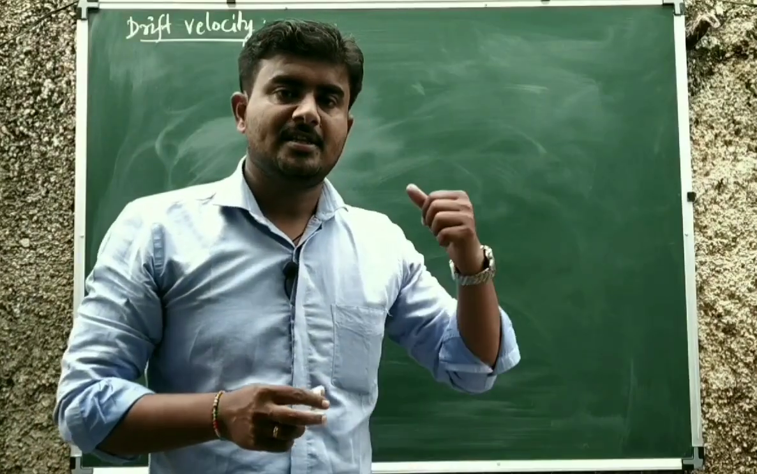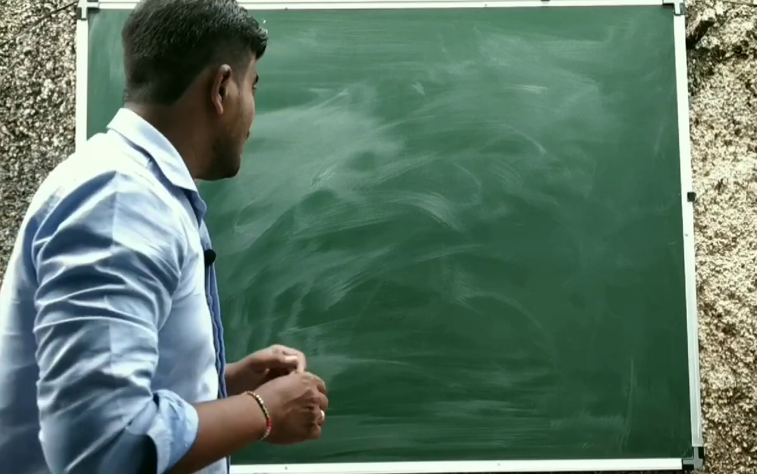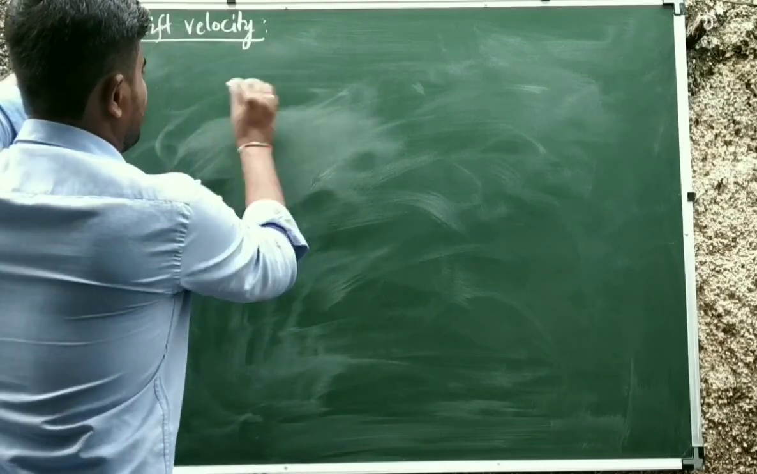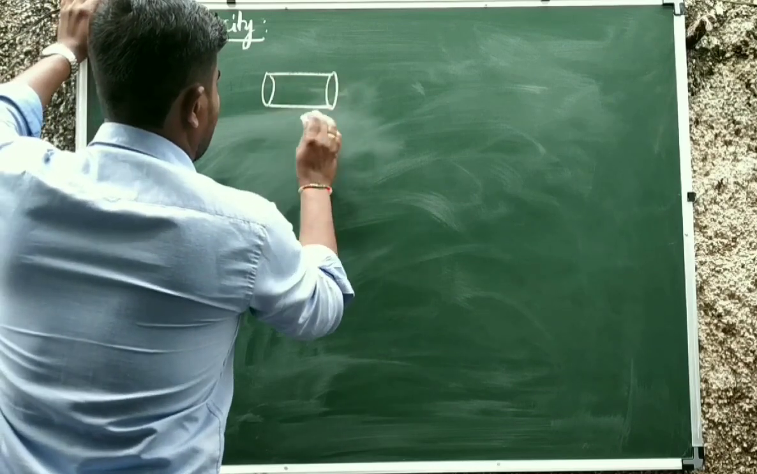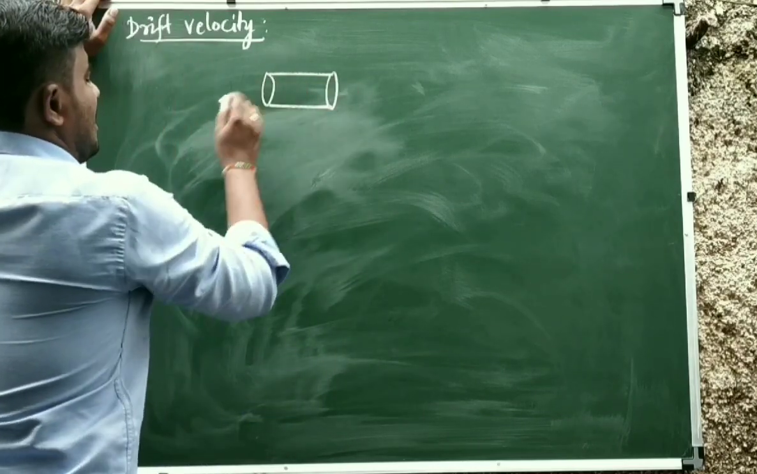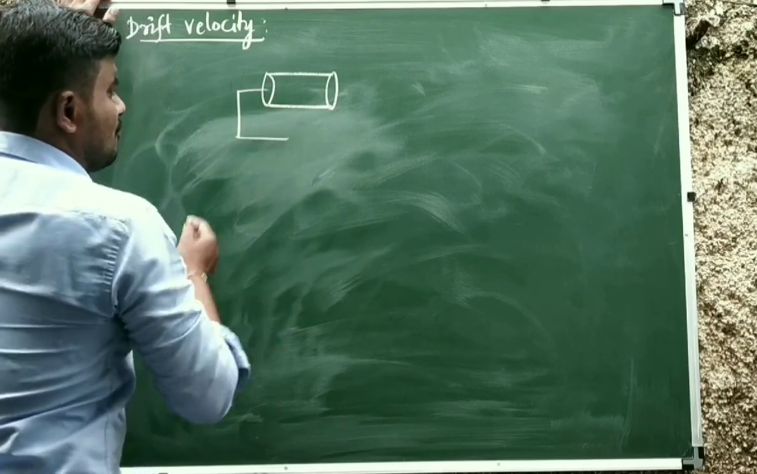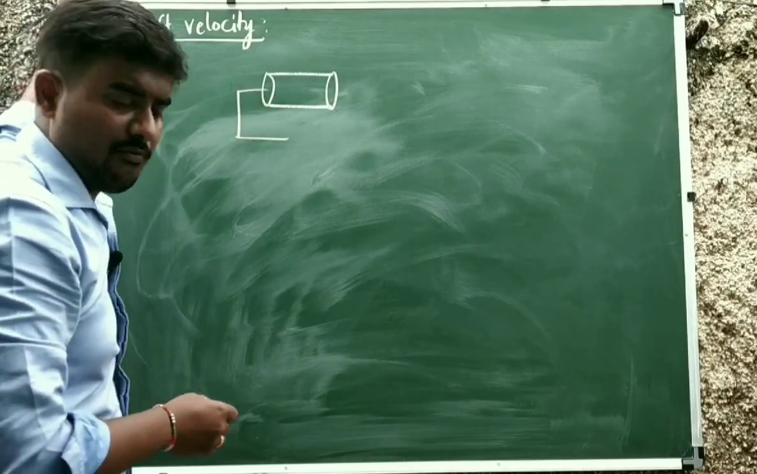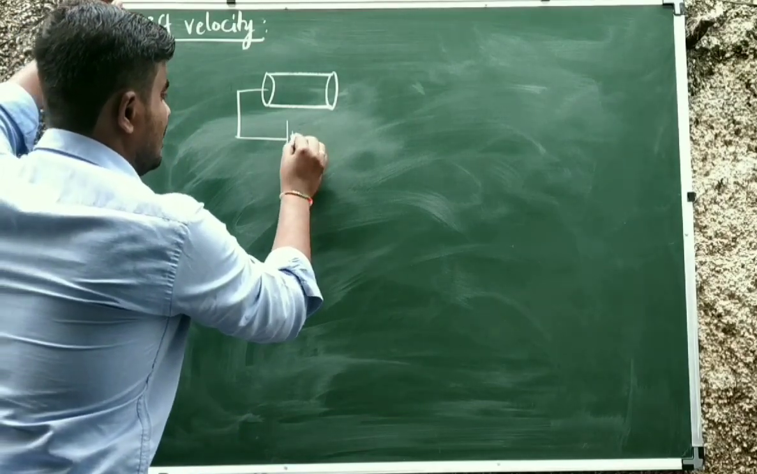Now we shall discuss drift velocity. To understand drift velocity in an easy way, please have a look. Consider one conductor. The conductor has many free electrons, and these free electrons inside the conductor are responsible for electric current in solid conductors, I mean solid metals.